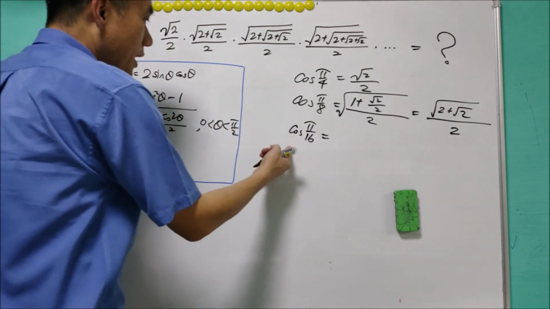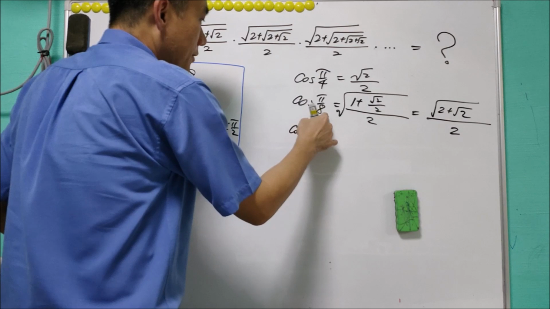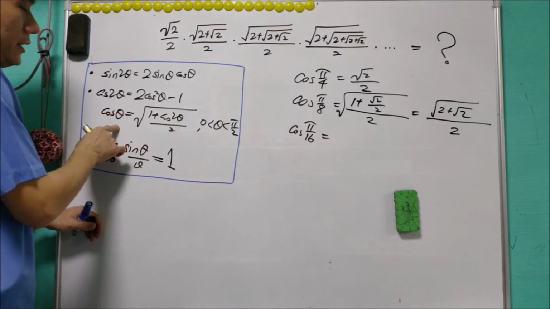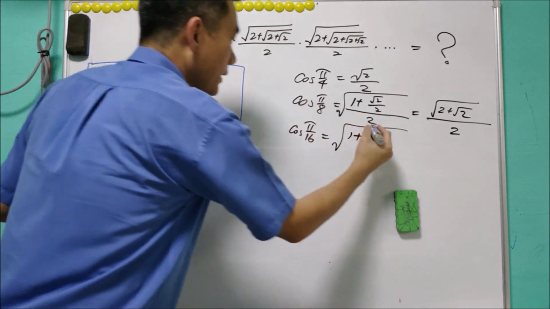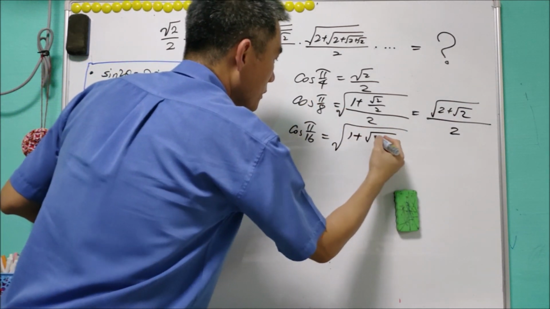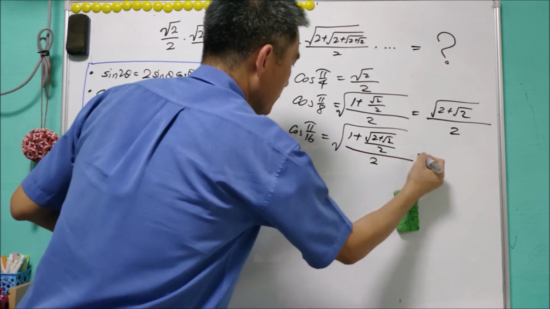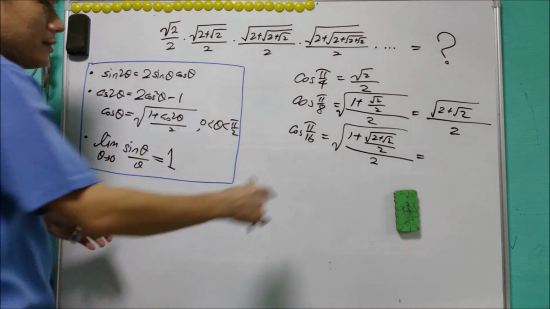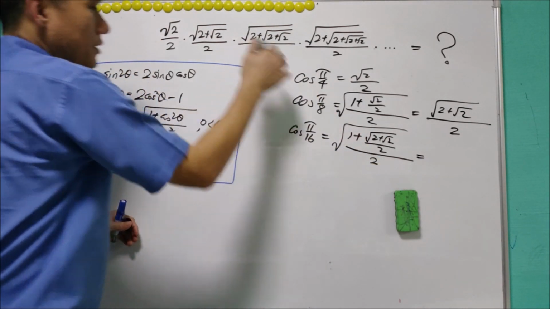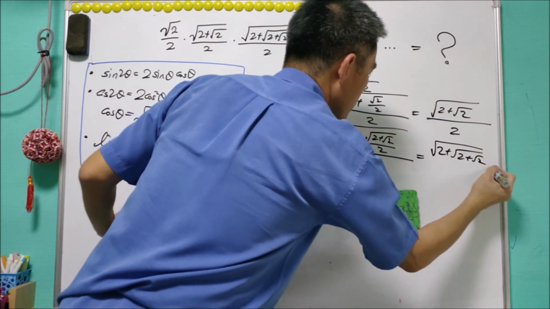Next, we'll consider cosine pi over 16. Pi over 16 is half of pi over 8. Then we can use the same formula again, that is square root of 1 plus cosine, that is this value, square root of 2 plus square root 2 over 2, then over 2 again. With no surprise, the next term will be equal to this value: square root of 2 plus square root of 2 plus square root of 2 over 2.